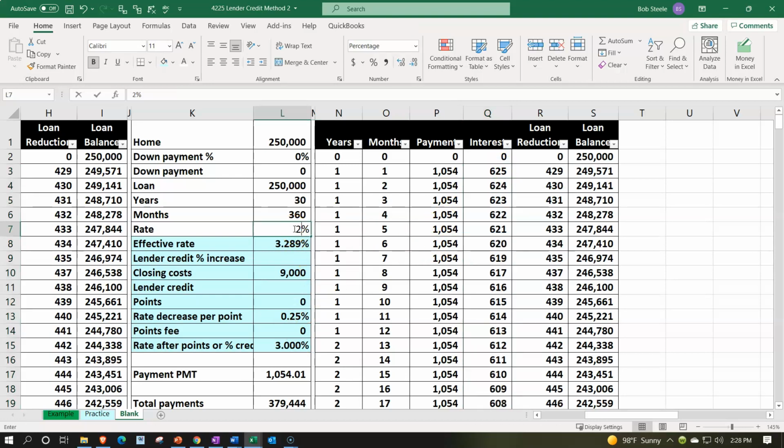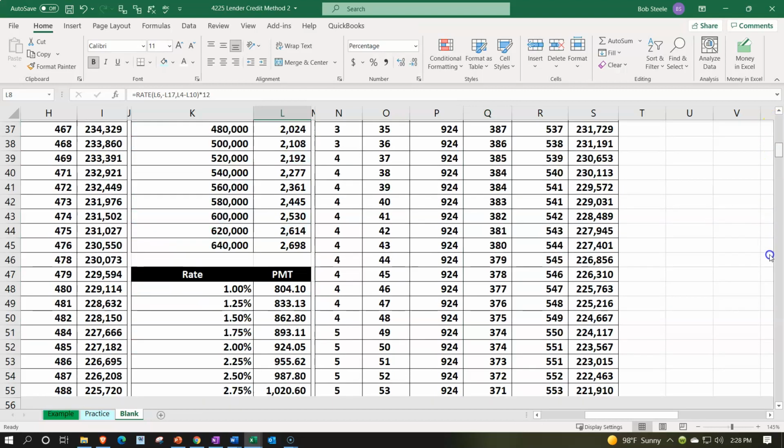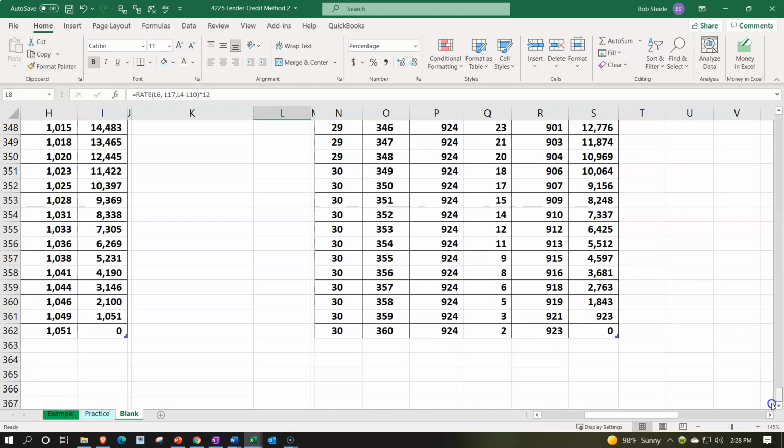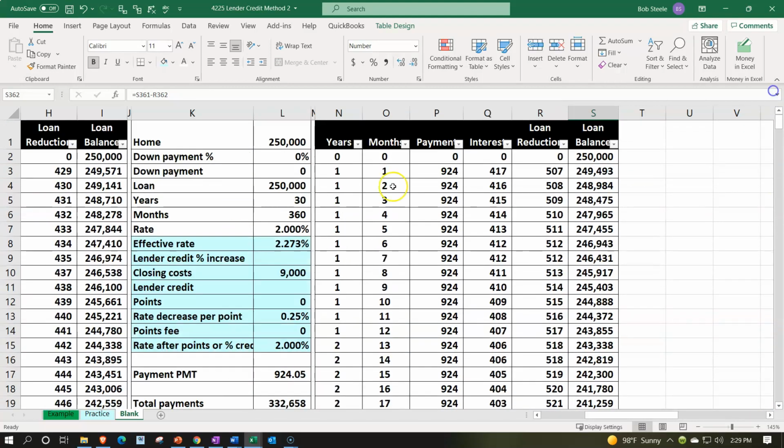What if I was to make this 2%? Would my amortization table calculate properly, meaning 0 at the bottom here? It does look like it does, so that looks like it's doing what we would think it would do.